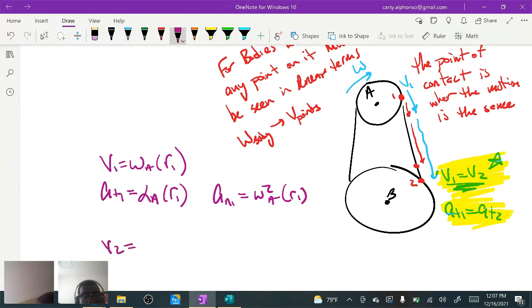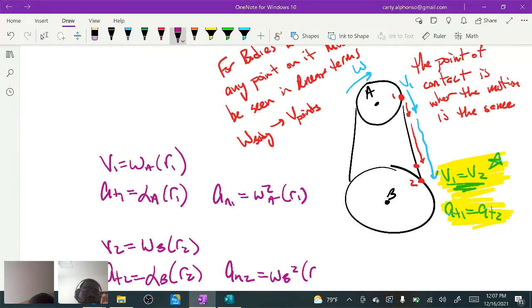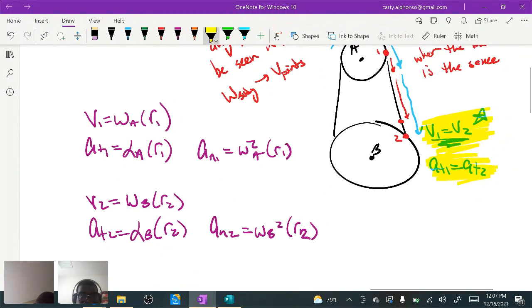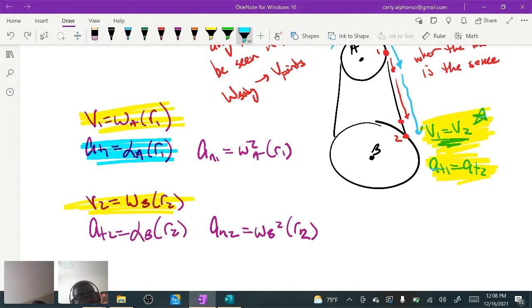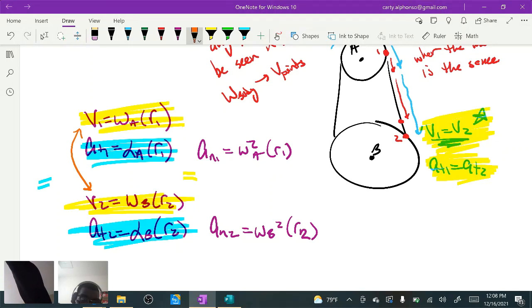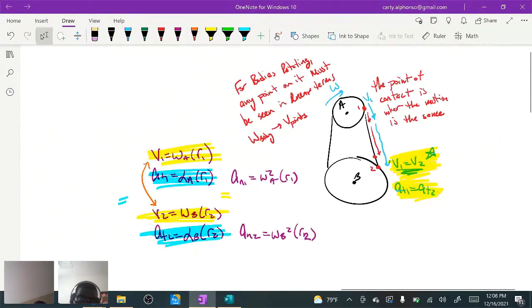But the data for 2 is the exact same: V2 equals WB R2, AT2 equals alpha B R2, AN2 equals WB squared R2. But we know that this guy and this guy and this guy and this guy are related. I'll do it like that. That guy and that guy, and this guy and this guy are equal. So I'll say equals and equals. So what you end up having is a relationship that takes you from one equation to the other. See how that works? And that's why the motions are related. That's the idea behind A and B.